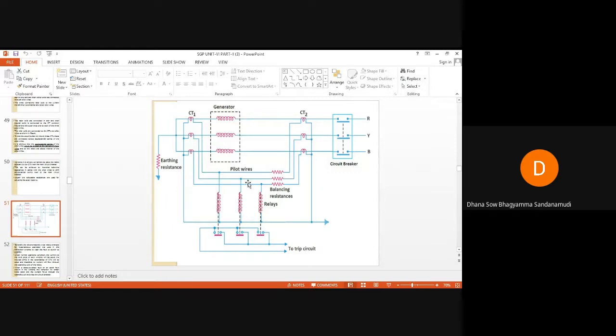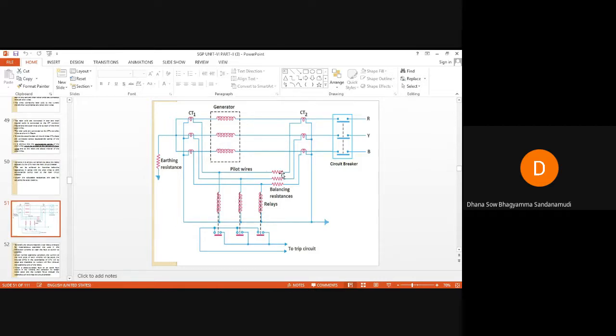Now, the relays that are used for the protection of this generator alternator windings are usually electromagnetic type relays, and they are instantaneous type electromagnetic relays. The main purpose of using instantaneous type electromagnetic relays is that the fault must be cleared as quickly as possible. So in order to clear the fault as quickly as possible, we are using electromagnetic type instantaneous relays.